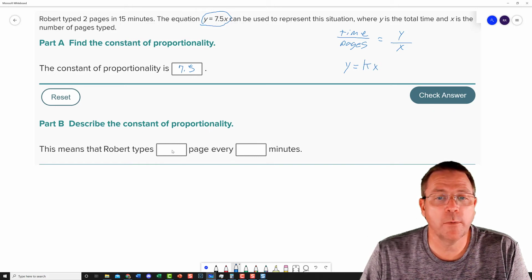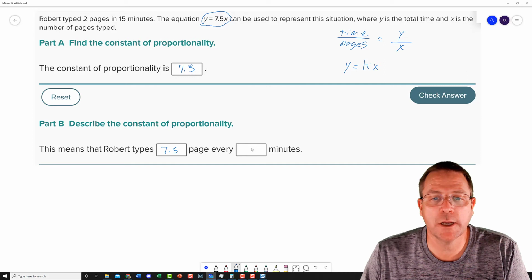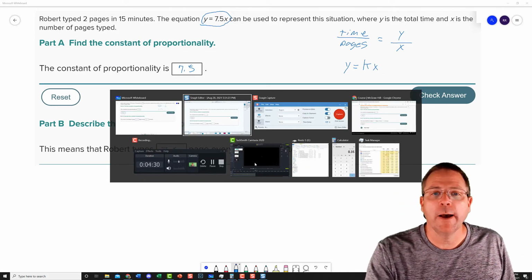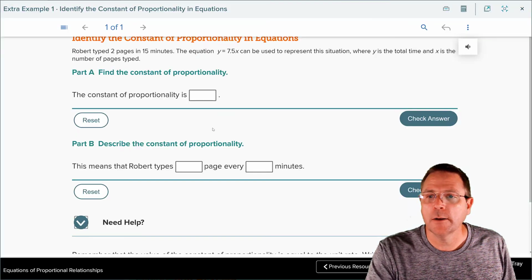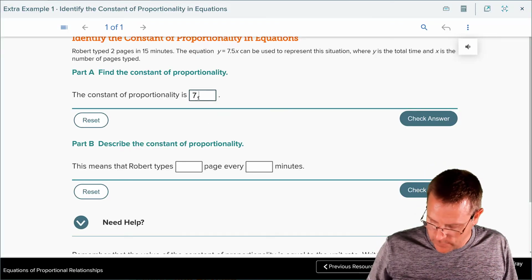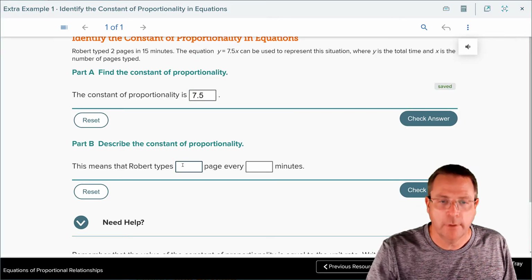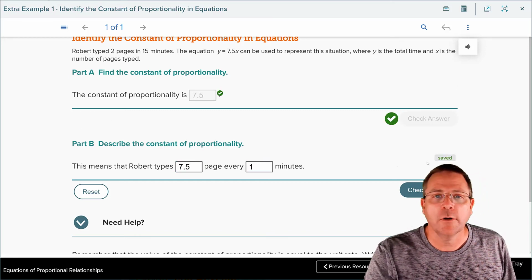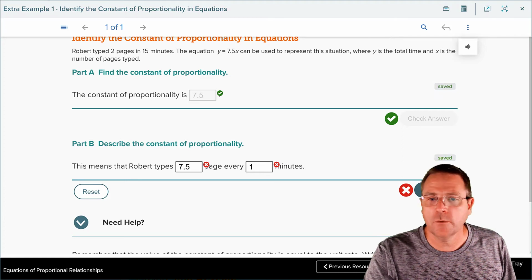This means that Robert types how many pages? It means he's going to type 7.5 pages every how many minutes? Every 1 minute. With that, I'm going to go back to my screen. We're going to plug in those answers and see if we are right. 7.5, 7.5, and 1. Check our answers. Good. Check our answers. Uh-oh.